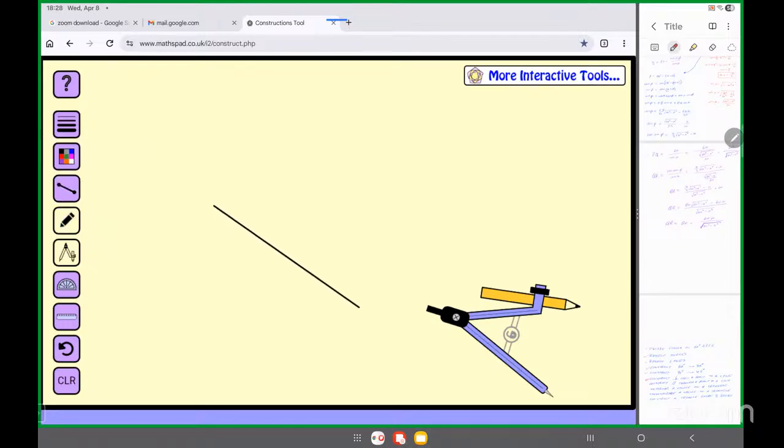And let's put a point right here. So let's say I want to draw a line parallel to this one through this point right here. So I want a line that goes like this. It has to be parallel to that.